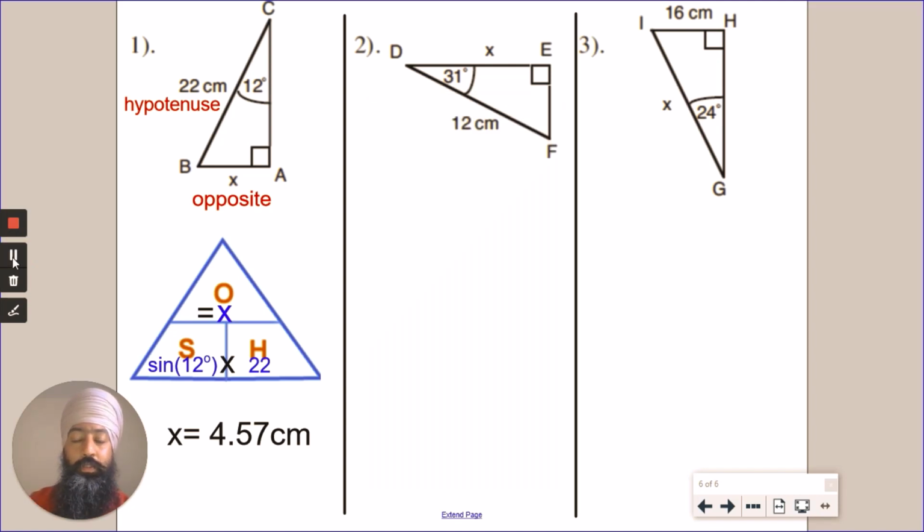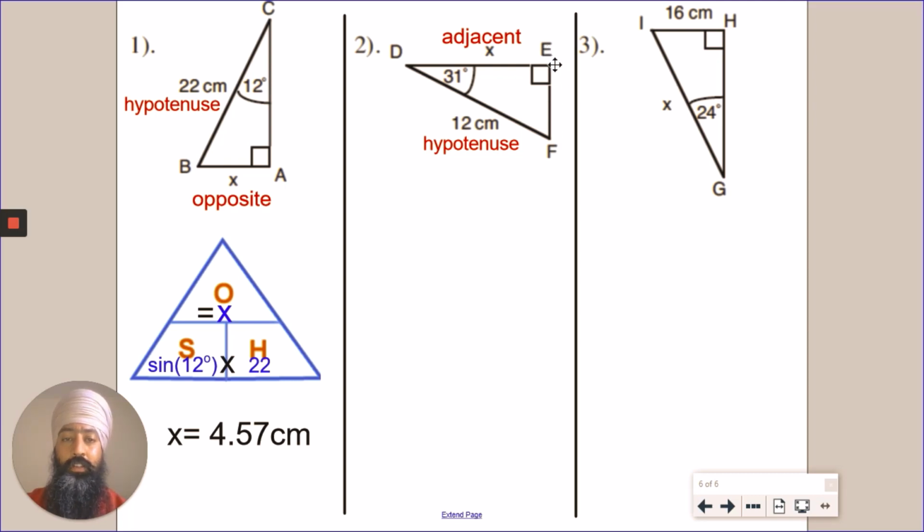Right, on to question number 2. So the first step is to label the triangle with either adjacent, opposite or hypotenuse. Right, so in the question, X is the adjacent, which is adjacent to the angle. Therefore, I will label this side adjacent. The largest side is opposite the right angle. That's the hypotenuse.